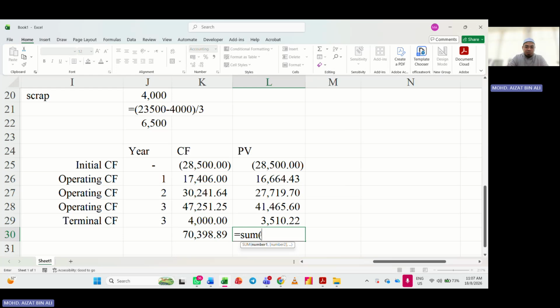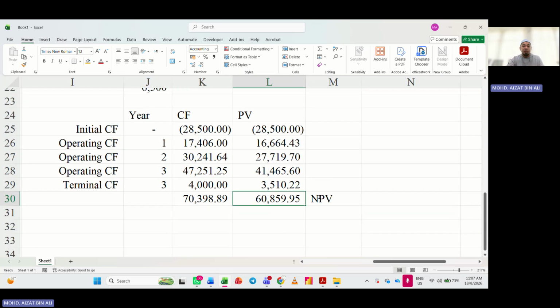Next, we just sum everything. This is the NPV. Why NPV? NPV means the present value of cash inflow minus the present value of cash outflow. We are finding the net amount. As long as the NPV is greater than zero, accept the project. This is the basis of our decision. In this case, obviously the NPV of 60,000 is greater than zero.